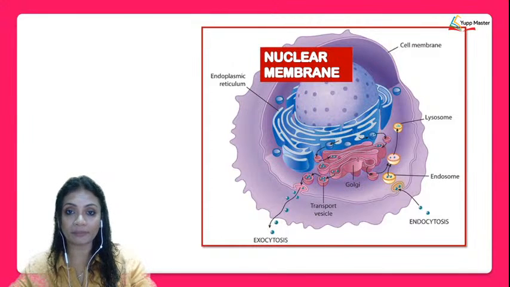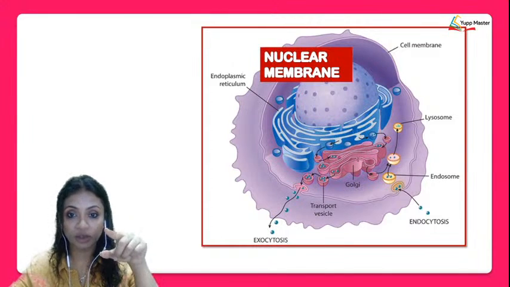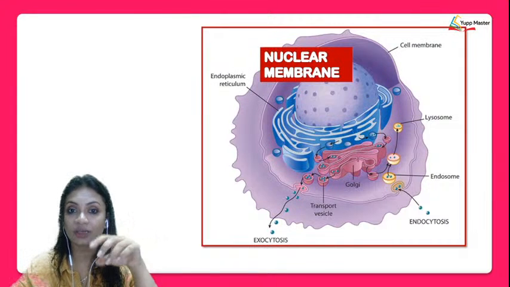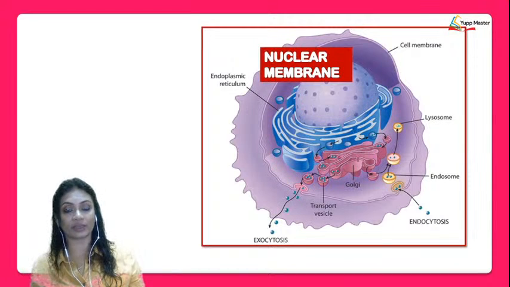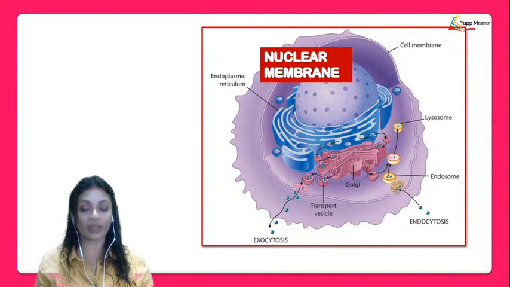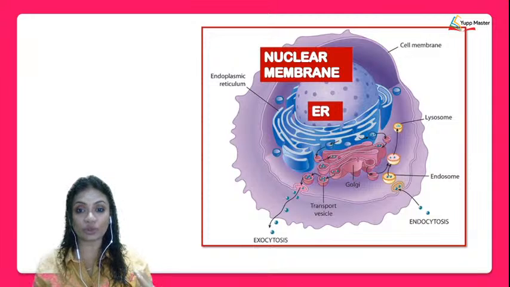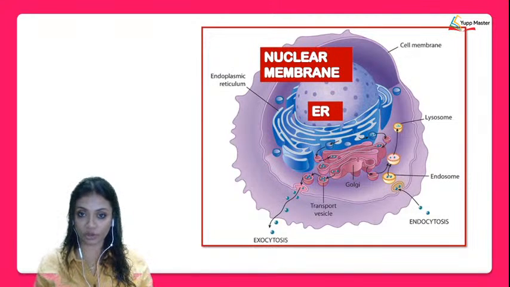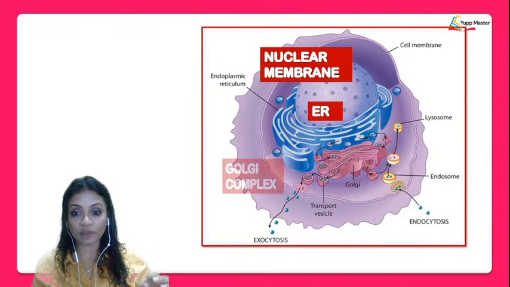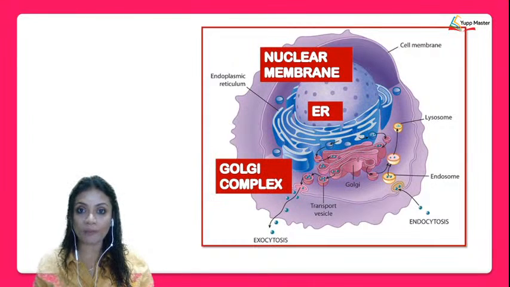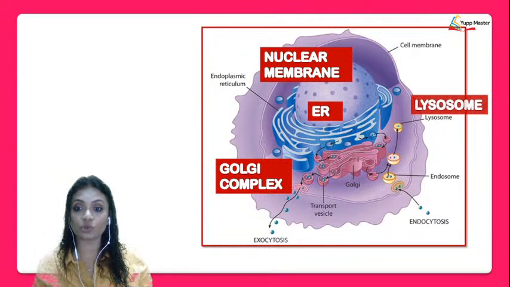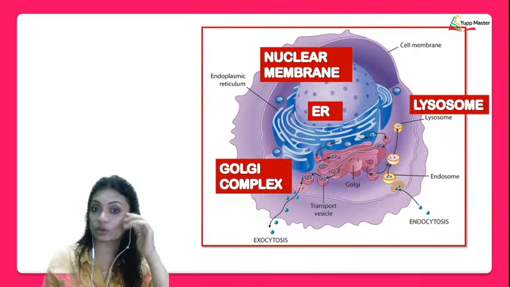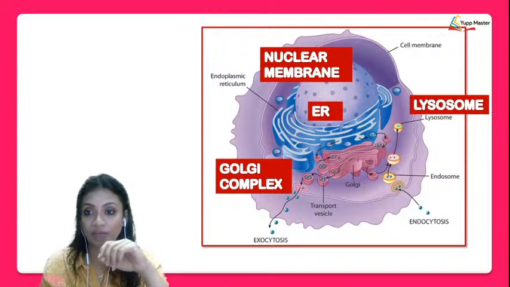First of all, remember that the endoplasmic reticulum is going to be continuous with other parts too. Which are those other parts? It all begins with the nuclear membrane. That nuclear membrane is going to give rise to the endoplasmic reticulum. The endoplasmic reticulum is going to give rise to the Golgi complex. The Golgi complex ahead is going to give rise to lysosomes. We will study what those structures are.